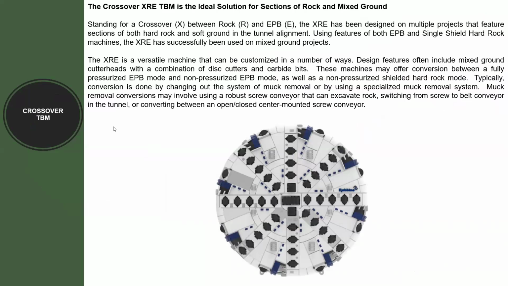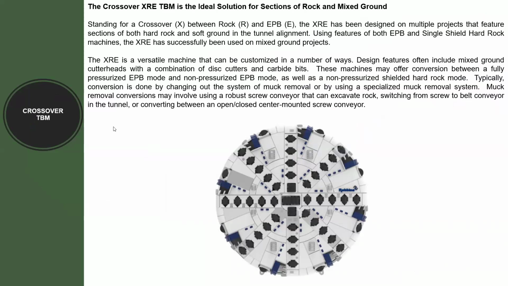It is a TBM that is used when there is a mix of rock and soft ground. There are two types of crossover TBM. One is called the XRE machine. X means crossover, R means rock, E means EPB. So this machine can work as an EPB machine, as a closed mode machine, and it can even work in rock as an open head machine.